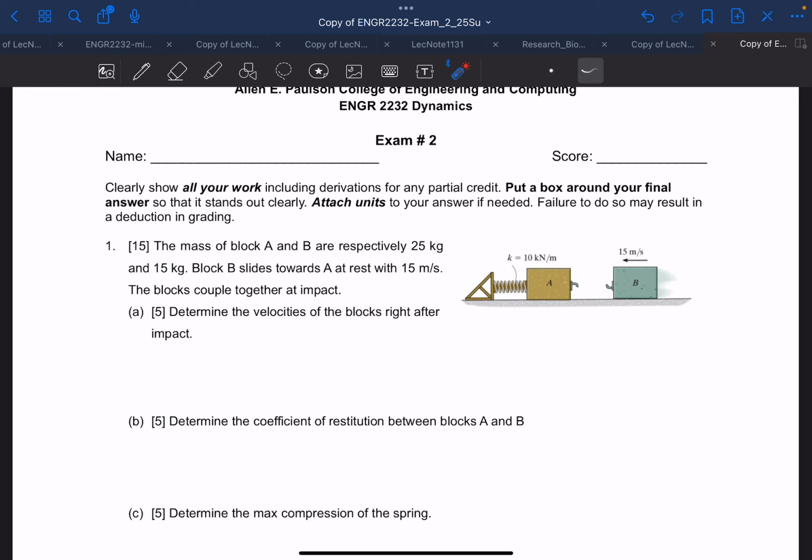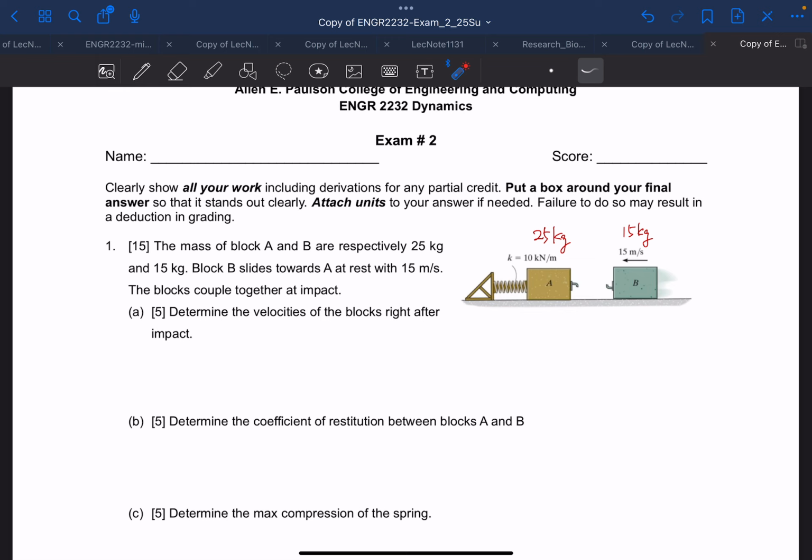So we have two blocks like that, and this is 25 kilogram, and this is 15 kilogram, and we have this block that is sliding towards block A, and then once they have that impact, then they're going to be connected, so it's going to be a single big chunk, and that's going to compress the spring we have here, right? So it's like a two-part problem, as I explained in class.